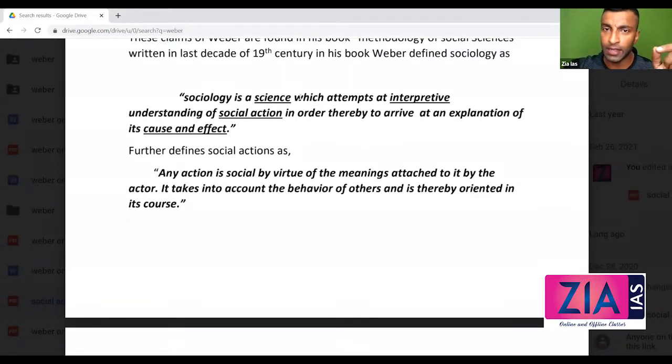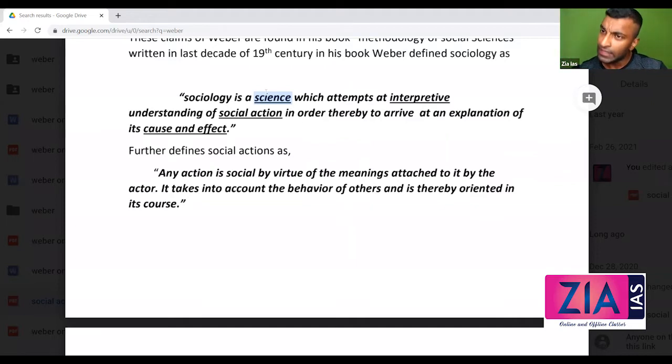Sociology is a science which attempts at interpretive understanding of social action in order thereby to arrive at an explanation of cause and effect. So you can see here very clearly he's saying it's a science. Now, if you have seen that topic on science and scientific methods, we might have used this conclusion that according to Weber, sociology is a science, but not similar to natural science, like Comte, Spencer, Durkheim, etc. claim. It's not similar to natural science, but it's a science.